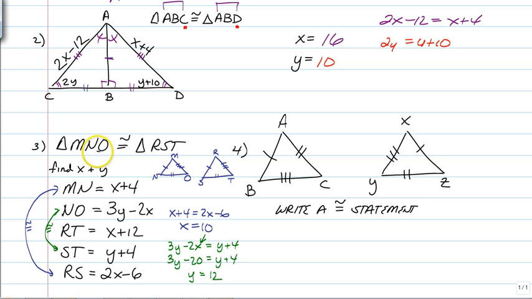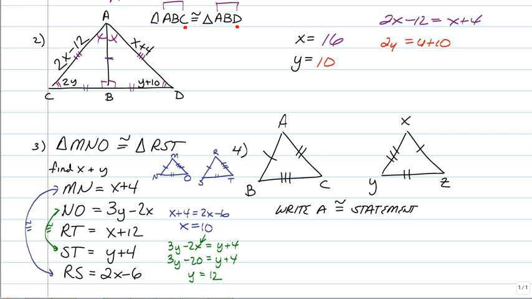Then you have NO. NO is the middle and last, would match up with ST, so that gets set equal to Y plus 4. You already know X is 10, so you substitute 10 in here, and that gives you negative 20. Solve for Y, and you get 12. And again, you are good to go.